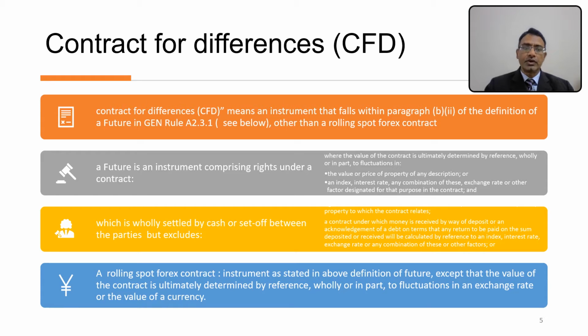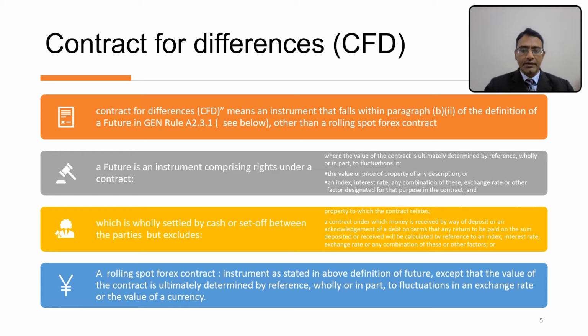So first of all, let's look into the definition of the future. A future is an instrument comprising rights under a contract where the value of the contract is ultimately determined by reference wholly or in part to the fluctuations in the value or price of the property, or the index, rate, exchange rate, or any combination of these, or any other factor designated for that purpose in that contract. But the main difference is that it is settled wholly by cash or set off between the parties.